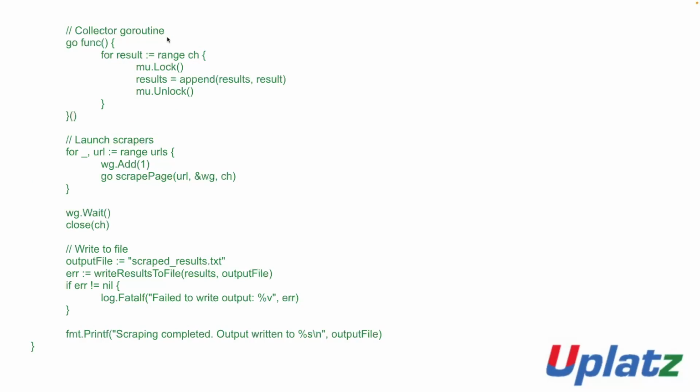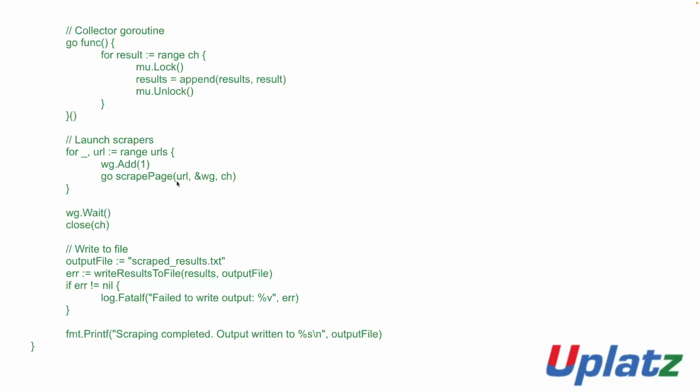Now collected goroutine, go func. This is collected for range ch. Then mu.Lock, results append this, then mu.Unlock. Launch scrapers for URL range URLs, wg.Add, then go scrapePage.